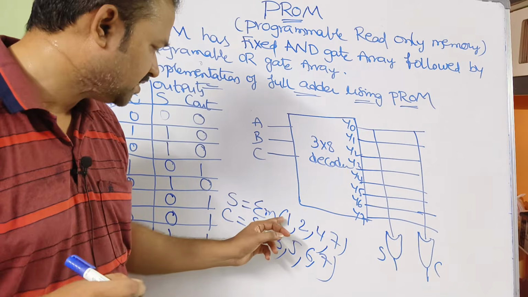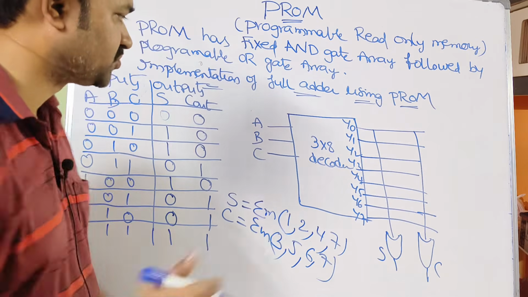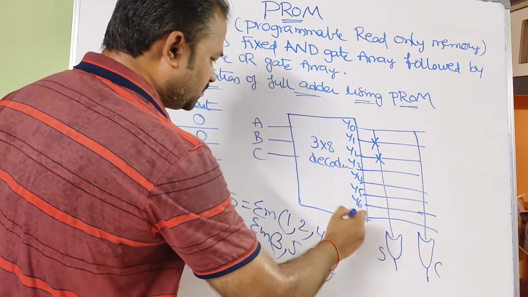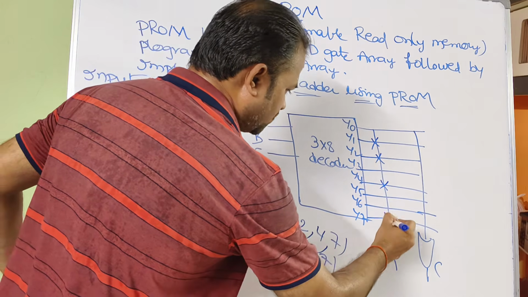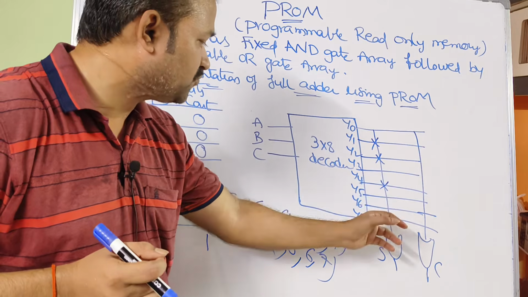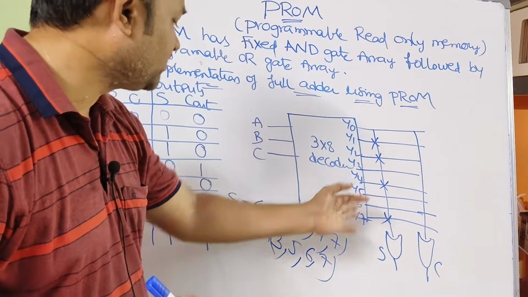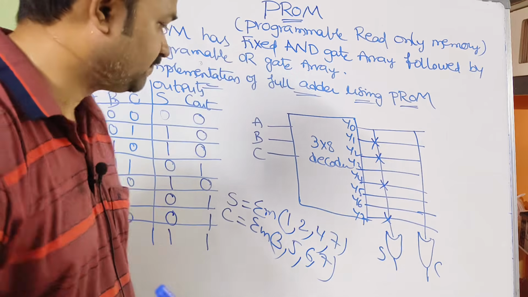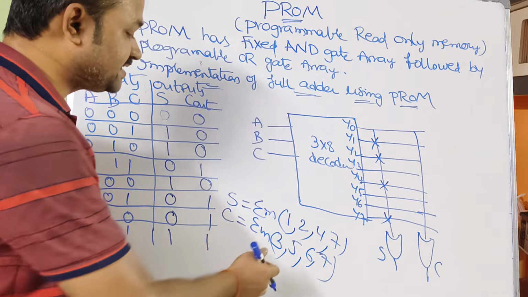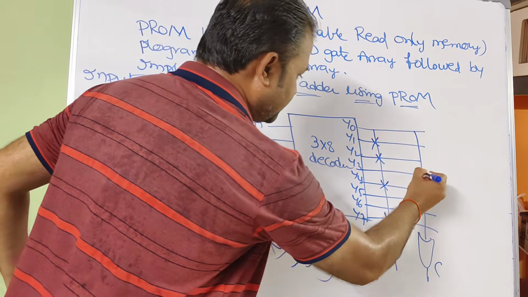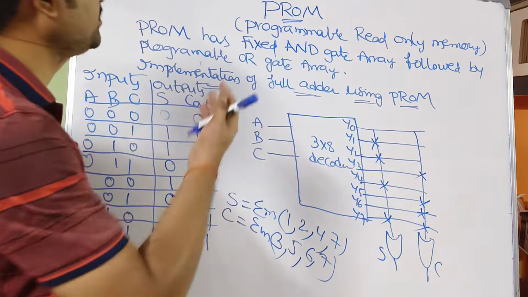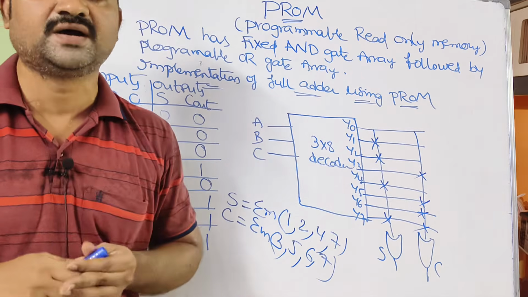What is sum? Here 1, 2, 4, 7 are the outputs, so we need to place a circle at the 1, 2, 4, 7 intersection points. Sum is nothing but the sum of Y1, Y2, Y4, Y7. That is the sum operation, which is why we use an OR operation. Next, carry is nothing but the sum of 3, 5, 6, 7, so at the intersection points we need to put a cross. So this is about PROM. Like this, we can solve any problem very easily.